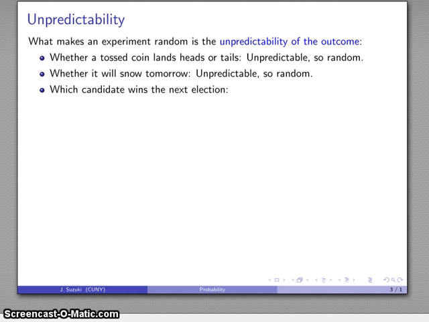Which candidate is going to win the election? Well, that's completely predictable because the winner is determined years in advance, and there's a cabal that determines every winner of every election from now until the year infinity. Well, actually, it's unpredictable. We cannot guarantee which candidate is going to win the election. At least we hope that's the case. We really don't want to think that our elections are determined by somebody well in advance. And so again, it is unpredictable. So which candidate wins the election is random.